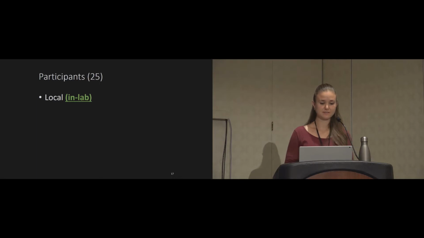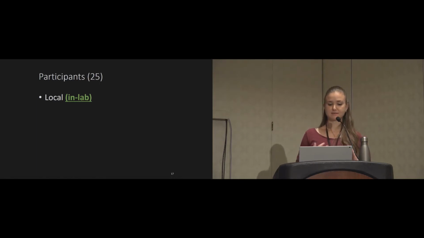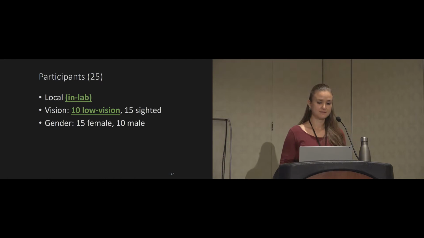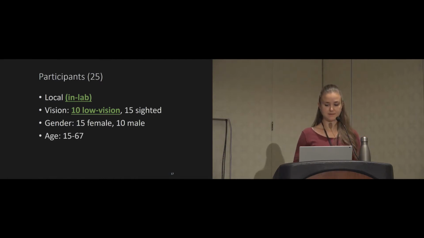So we recruited 25 participants. We ran this experiment in lab, which is an improvement over past work, which was done remotely. We recruited 10 low vision participants and 15 sighted participants. And again, past work did not include low vision participants in evaluation, but instead simulated low vision. We had 15 female and 10 male participants, and ages ranged 15 to 67. And this was a study where each participant viewed every script.